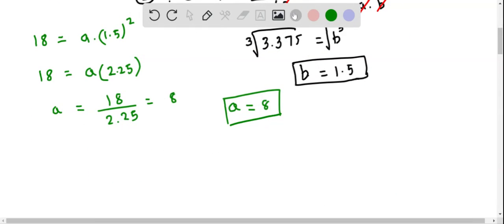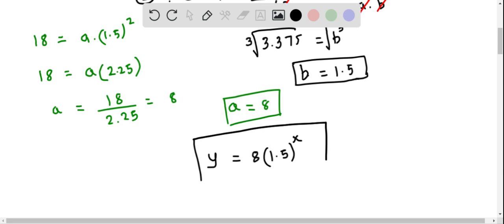Which means we can plug this into the exponential function, that is y equals a times b power x. So I'm going to do that. So therefore the exponential function is y equals, a is 8 and b is 1.5. So it is 8 times 1.5 raised to the power of x. So this is the exponential function.